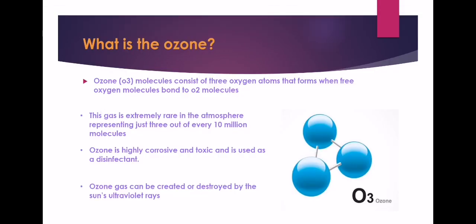Firstly, what is ozone? Ozone, or O3, is a molecule consisting of three oxygen atoms that forms when three oxygen atoms bond to O2 molecules. Number 2. This gas is extremely rare in the atmosphere, representing just 3 out of every 10 million molecules. Number 3. Ozone is highly corrosive and toxic and is used as a disinfectant. Number 4. Ozone gas can be created or destroyed by the sun's ultraviolet rays. As we can see in the picture, ozone consists of 3 oxygen atoms.